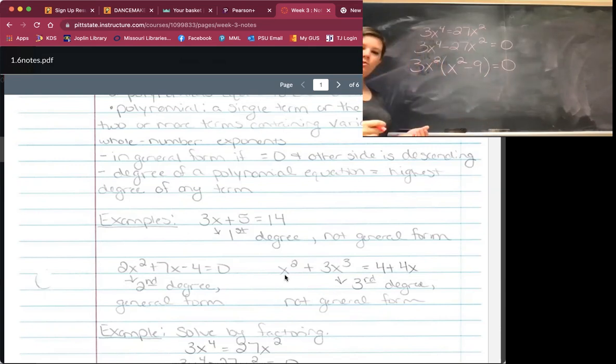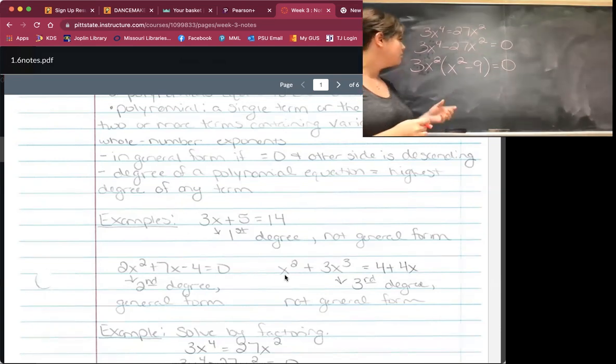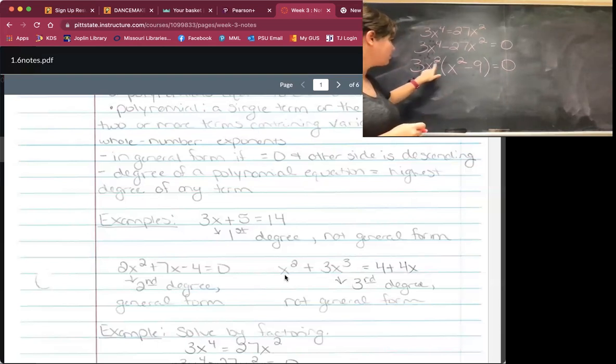Remember, when you do factoring by pulling out what they have in common, you're basically doing the reverse of your distribution property. So when we distribute our 3x squared inside of our parentheses, we should get right back up to our original problem, which we do.